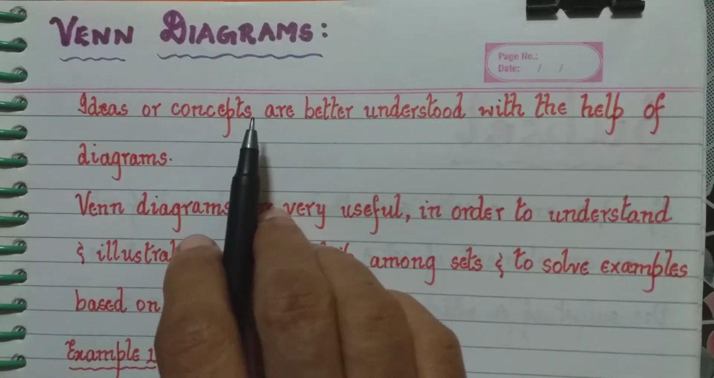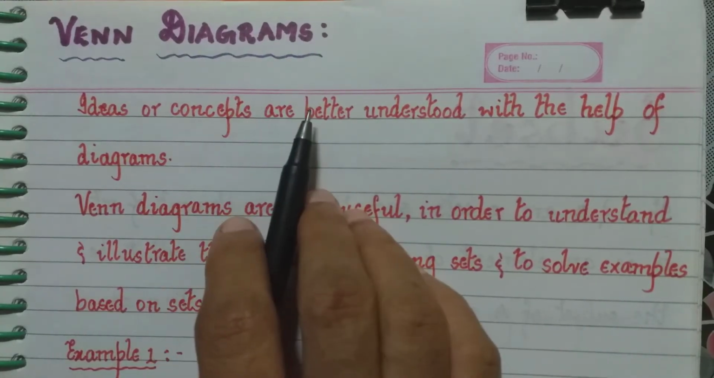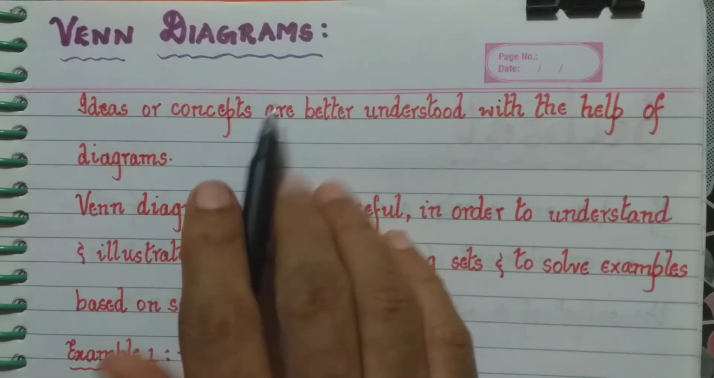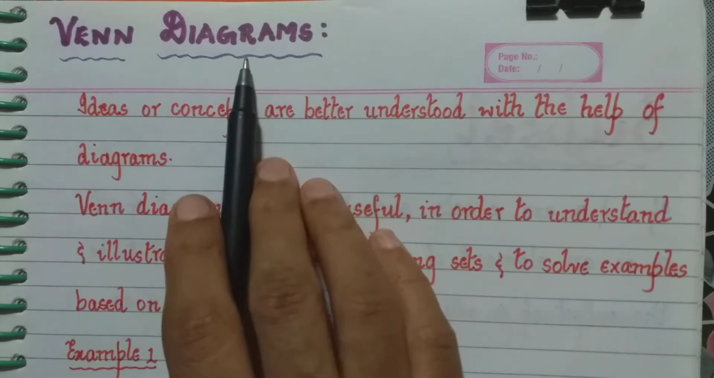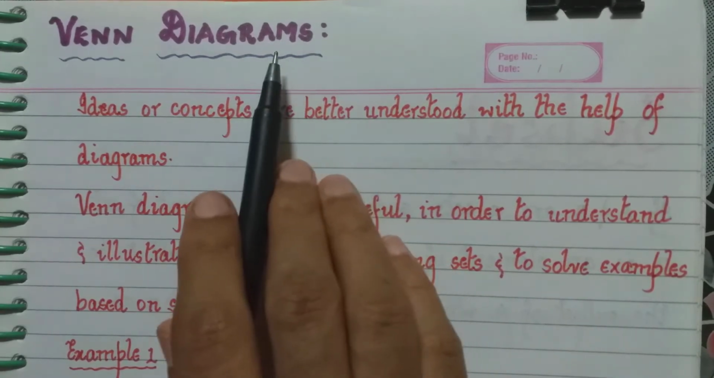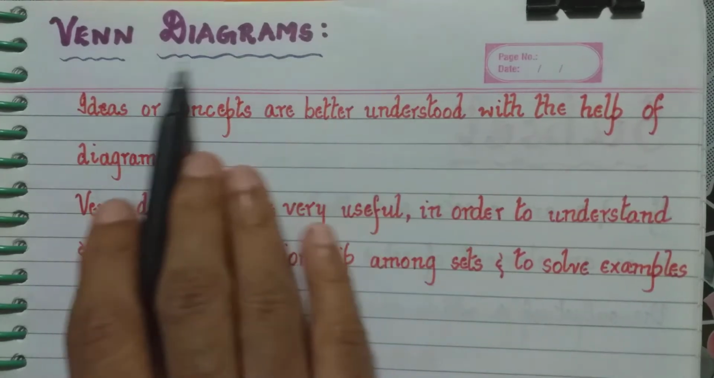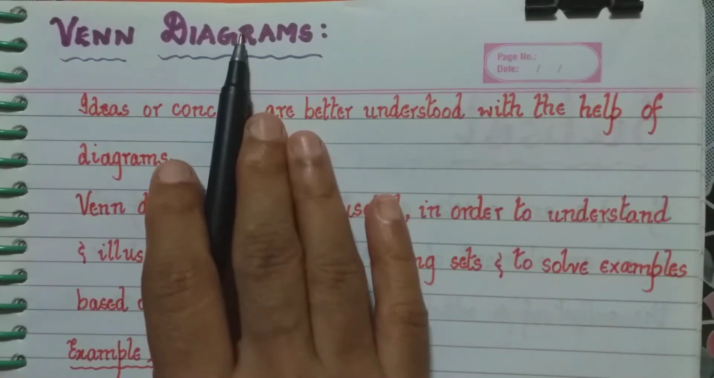Now begin with the next topic in chapter 1, Sets, of algebra, which is called Venn diagrams. Now what are Venn diagrams? They are diagrams which are used to represent sets. So diagrams used to represent sets are called Venn diagrams.